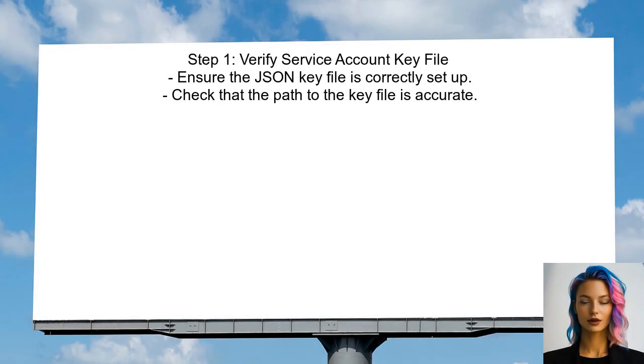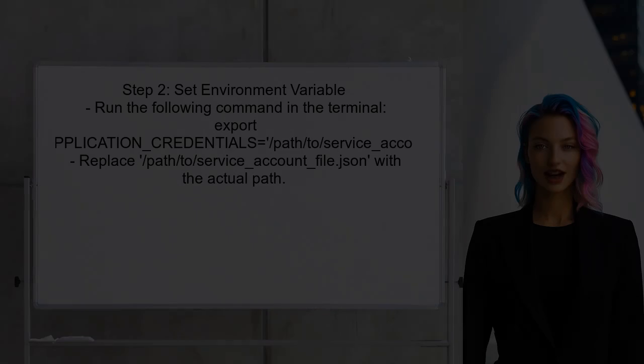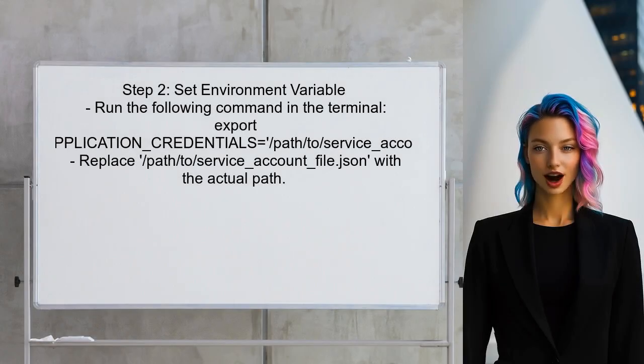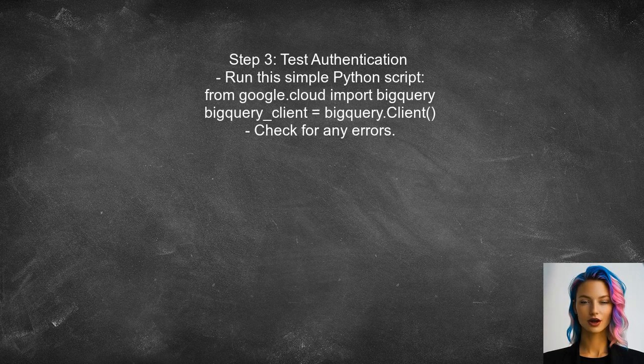First, the user should ensure that the service account key file is correctly set up. This file is essential for authentication. The user needs to verify that the path to the JSON key file is accurate. Next, the user should confirm that the environment variable for Google application credentials is set correctly. This can be done by running the command in the terminal, replacing the placeholder with the actual path to the JSON file. After setting the environment variable, the user should test the authentication by running a simple Python script.